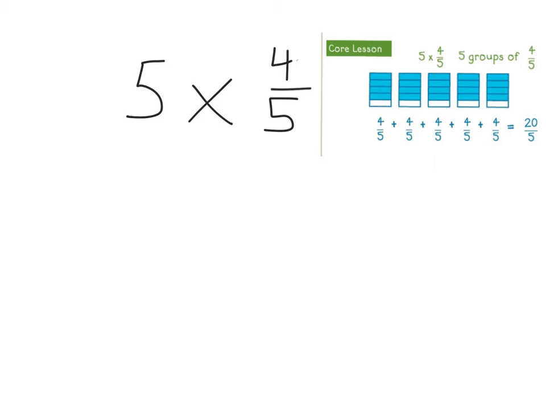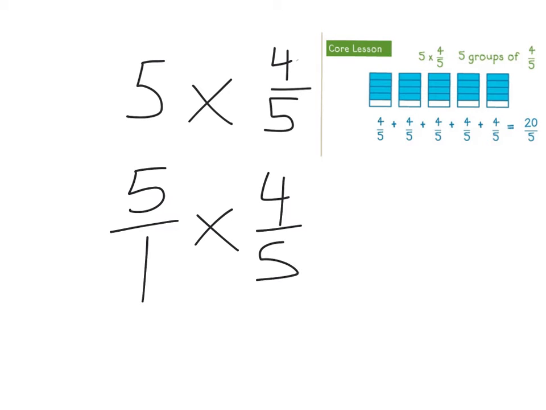Or what your teachers are probably going to want you to do, or at least I know I would want to see this, is I would want you to take 5, write it over 1, which is basically saying you're still doing 5. You're just writing it as a fraction, and then you're timesing it by 4/5. 4/5 obviously is what you're multiplying, and you're thinking, okay, well, every time I have a group of 4/5, you just have it over and over and over again.